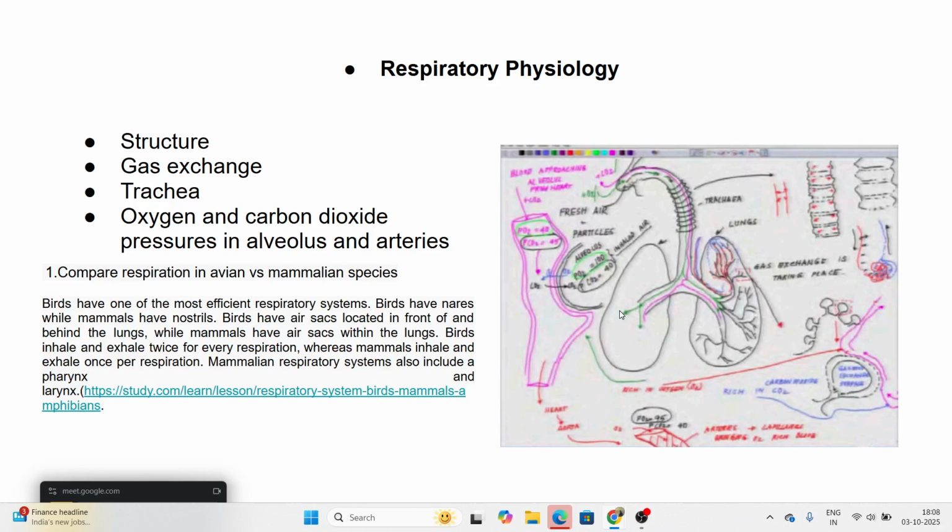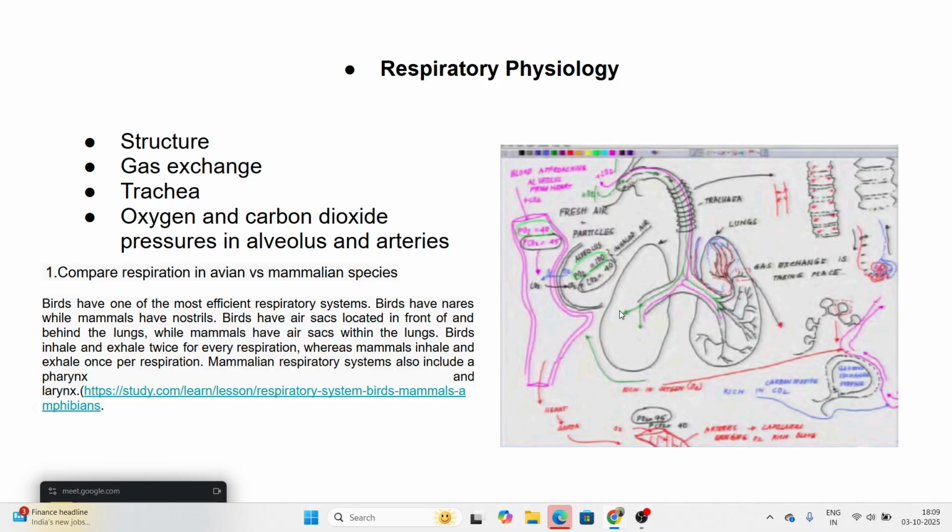Now there was an activity question: compare respiration in avian versus mammalian species. There is a huge difference, because avians, or birds, are designed for flying. If they have to fly, their body has to be designed in such a way that it enables flying. So birds have one of the most efficient respiratory systems. That's why they are able to fly. The opening of the nostril that we have is called nares in birds.